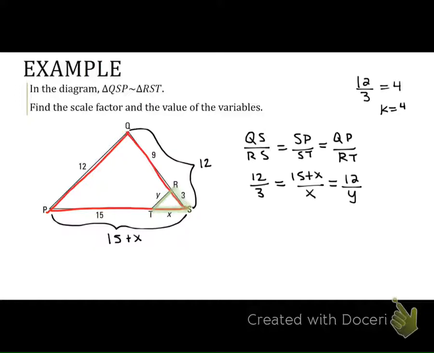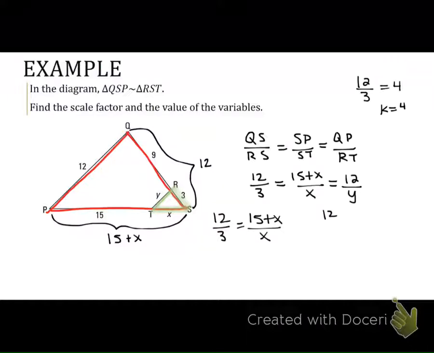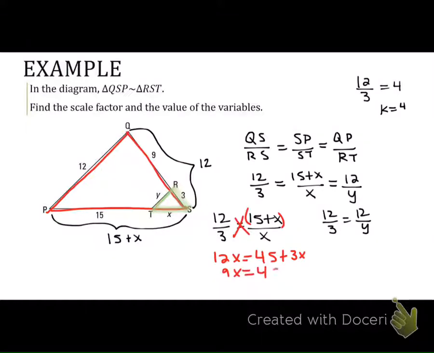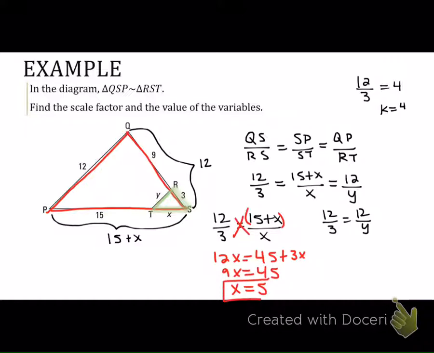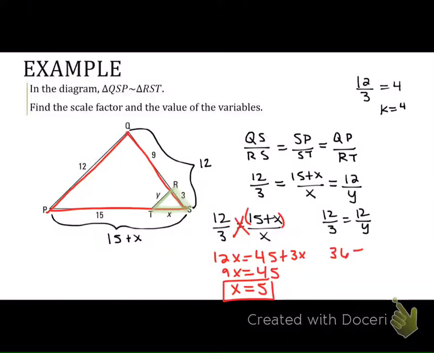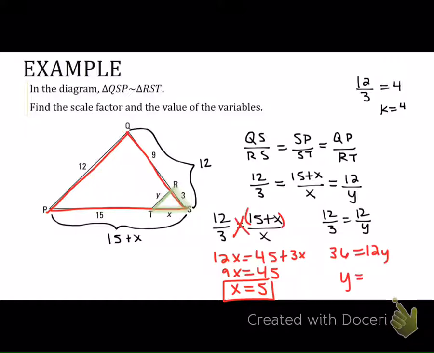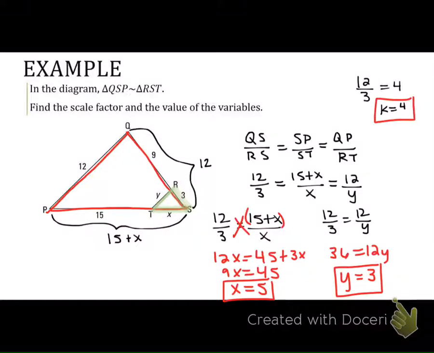And then we're just going to separate our equations here. So I have 12 over 3 equals 15 plus x over x, and 12 over 3 equals 12 over y. And then you'll cross multiply. And I will cross multiply again. All right, and we got our scale factor up here. So go ahead and finish that up.